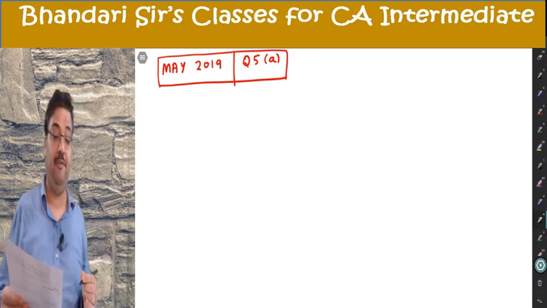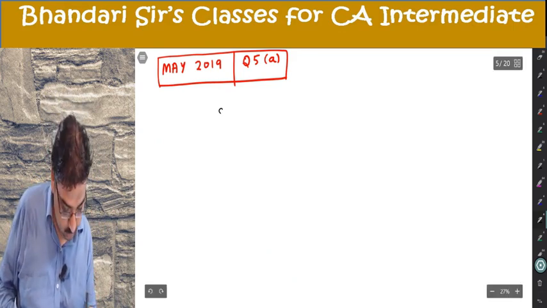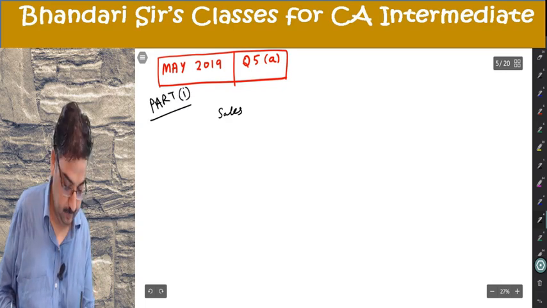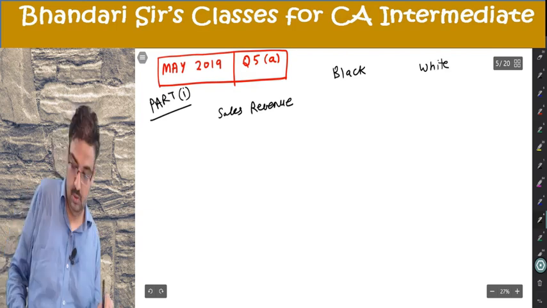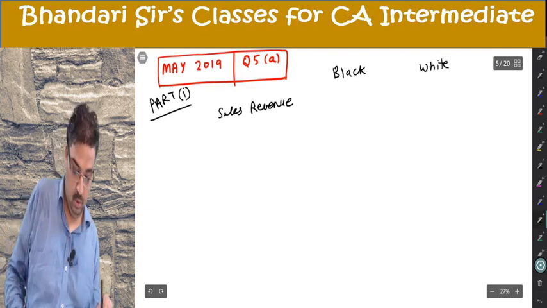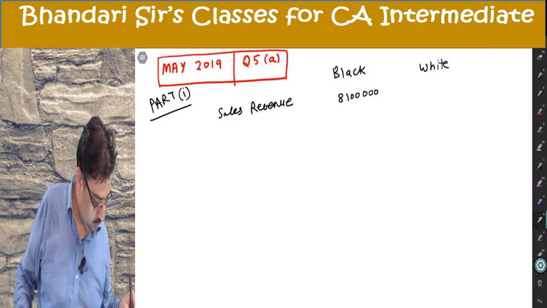Let us concentrate on the first part. You are given, this is part 1, sales revenue for black and white: rupees 81 lakh and rupees 54 lakh.